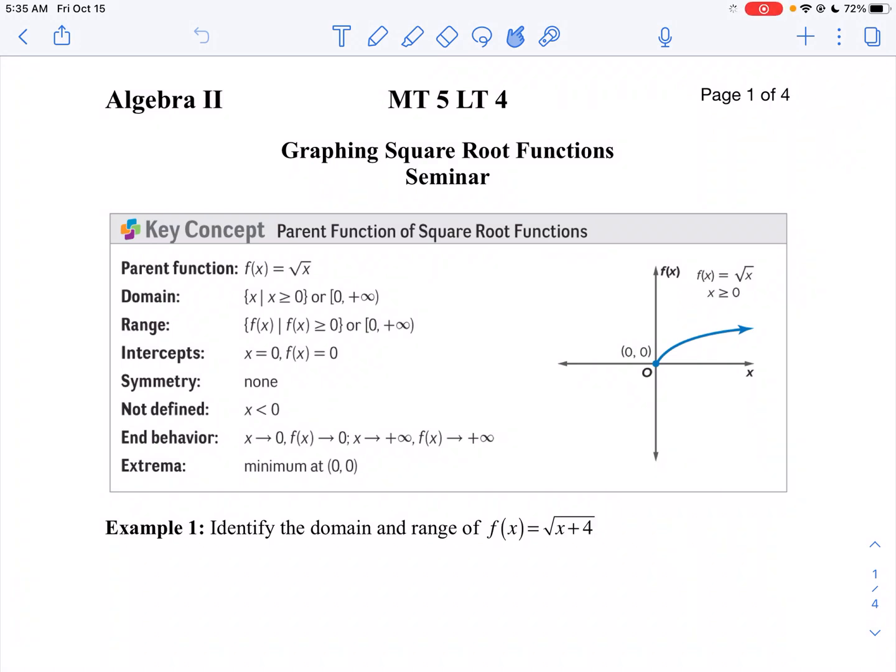Hello, in this lesson I'd like you to graph square root functions. I want you to analyze square root functions. We'll start here with our square root function. Notice the shape. It's a gentle curve as it gets higher and higher.